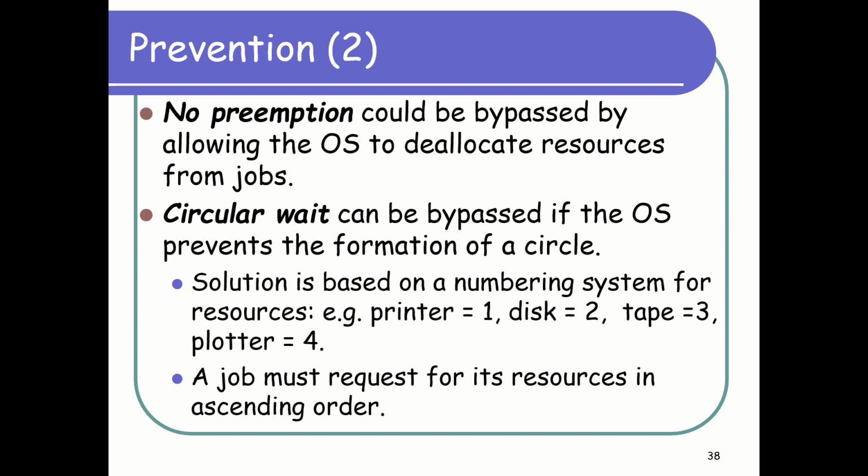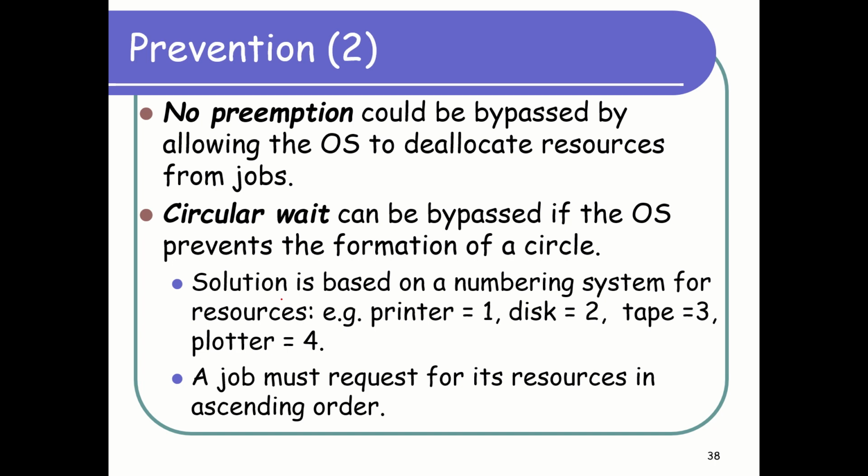Prevention 2: no preemption could be bypassed by allowing the OS to deallocate resources from jobs, okay? So that if the jobs take too long, you can bypass that. And circular wait can be bypassed if the OS prevents the formation of a circle.